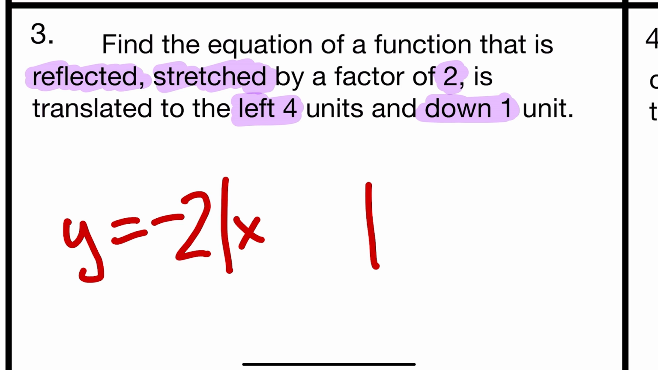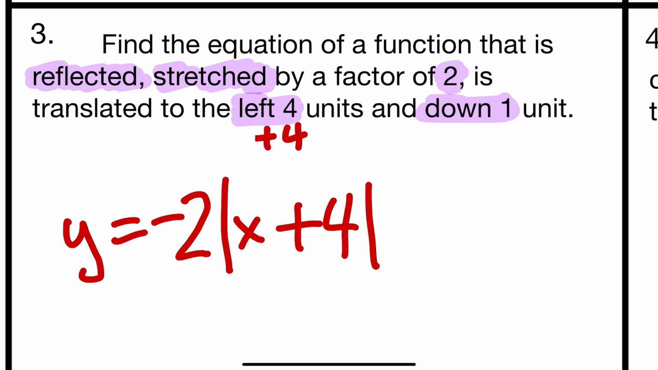All right. It's translated to the left 4 units. Our H described things that went to the left or to the right. This is going to the left. So remember, that's going to mean that you have a positive 4. Be careful. We're going to put that in here. That's our H.